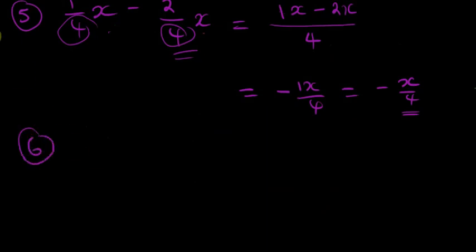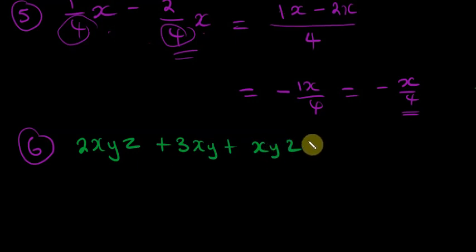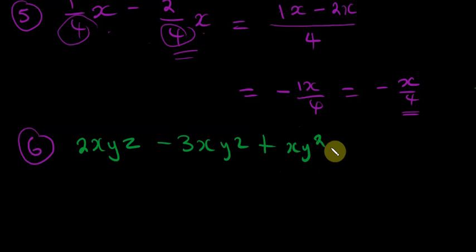One more. It's 2xyz plus 3xyz plus xyz. Try this one. No. Minus 3xyz plus xy squared z. Try this one.